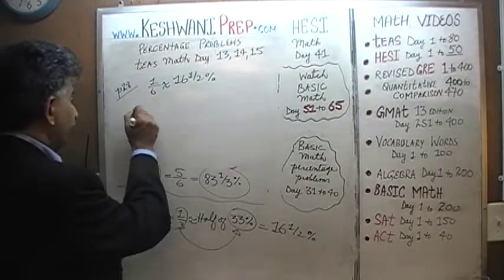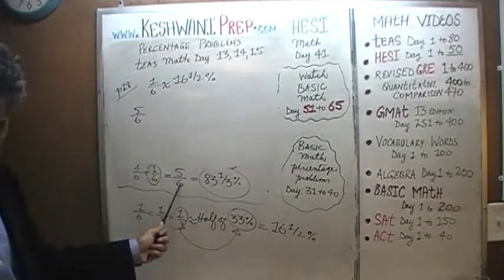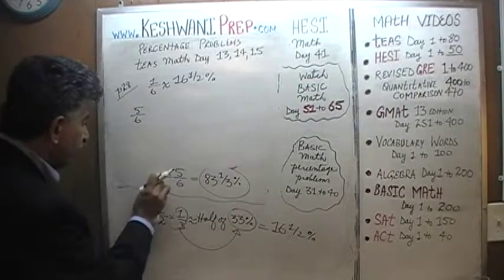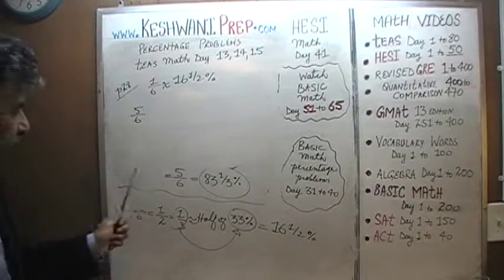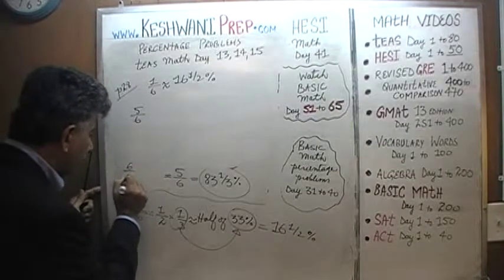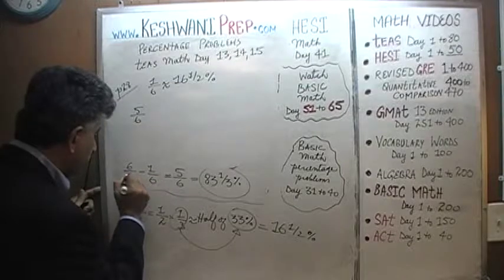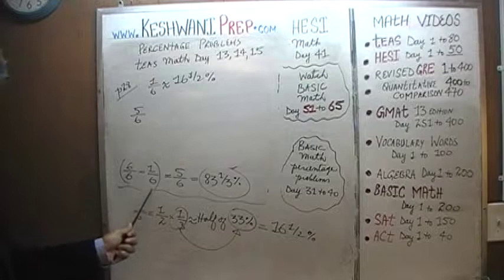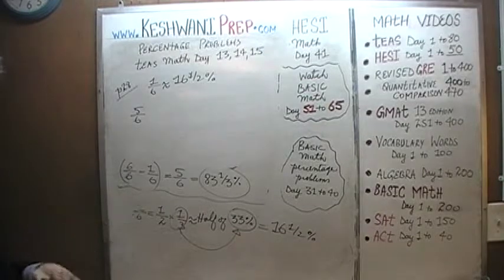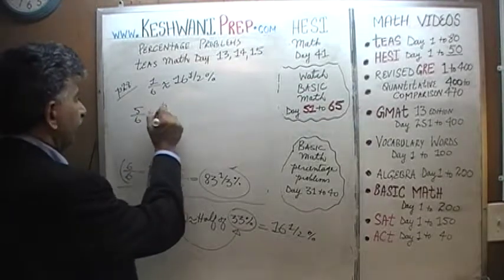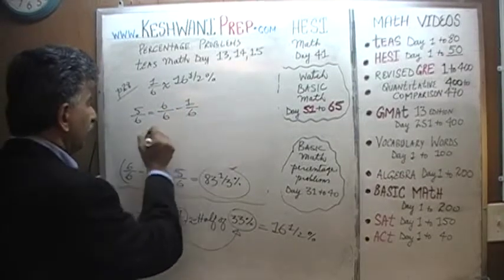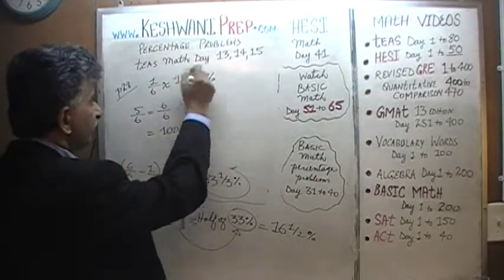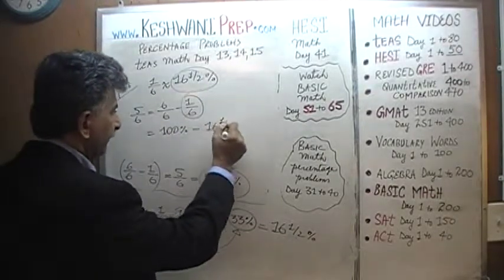We wanted to find out how much was 5/6. Now we're going to go back and write it in a slightly different way. 5/6, whatever it is, would have to equal 6/6 minus a sixth. Would you agree? 6 out of 6 is 100%. So 5/6 is 6/6 minus 1/6. 6/6 is 100%, minus 1/6, which we just found out is 16.5%.